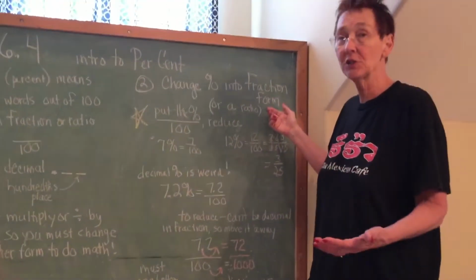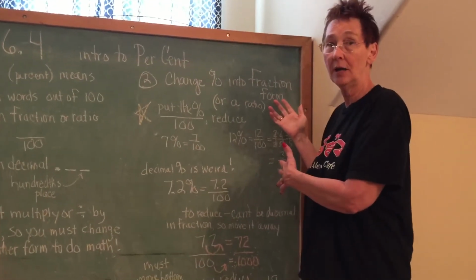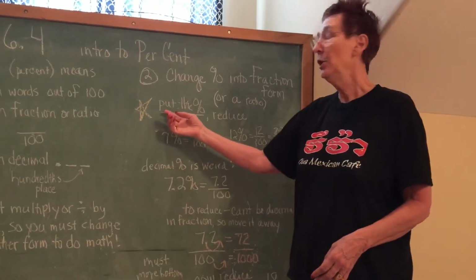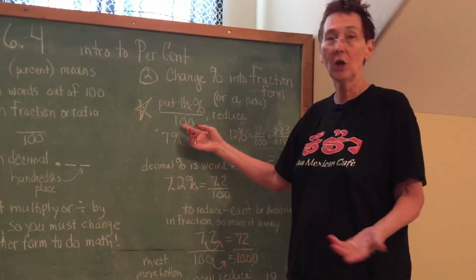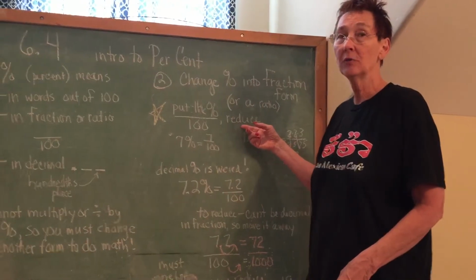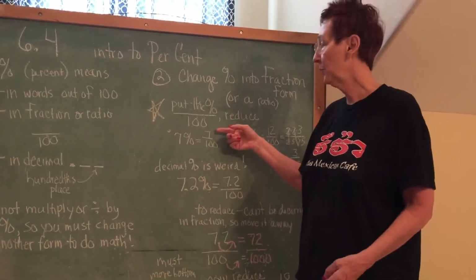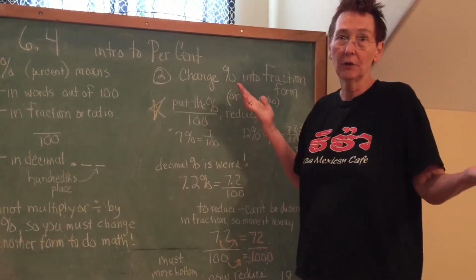The first form we're going to talk about is changing the percent into a fraction. Remember, a fraction is the same as a ratio. So if we're going to do proportions, we're going to need to know how to do it. It's fairly simple. You put whatever the percent is over 100. Remember, that's what we said to do. And then you have to remember how to reduce. For example, if I have 7%, I just put 7 over 100. That's all there is to it.